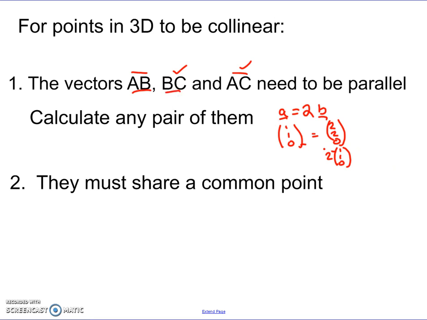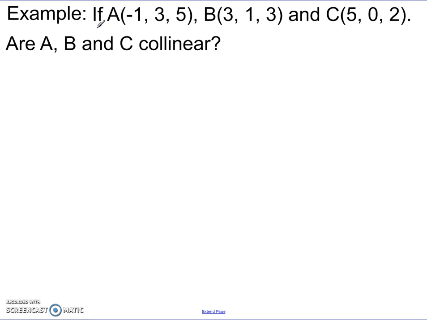Let's have a look at how this works. Now imagine I've got 3 points, A, B and C, and the question is, are the 3 points collinear? Well, we have to think of the logic. So we have to think, right, take a pair of vectors, AB, BC or AC, make sure they've got a common point, calculate them and determine if they are parallel.